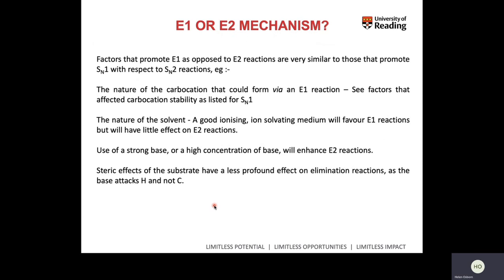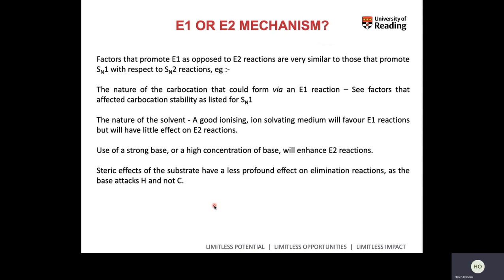Okay, so we're just going to finish this part by again sort of saying E1 or E2 mechanism in the way that we looked at SN1 and SN2 mechanism. Why does it matter? Well, it matters because we've seen in E1 we're going to get a mixture of isomers. One might predominate, but we're going to make a mixture. Whereas in E2 we're going to get a single isomer of product.